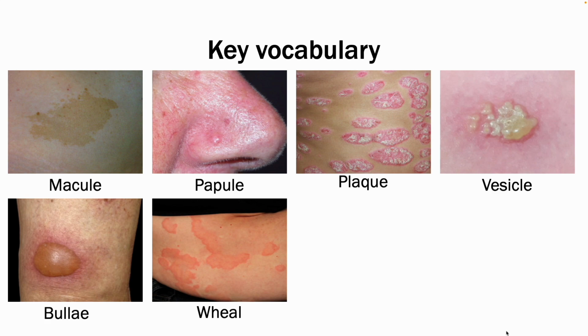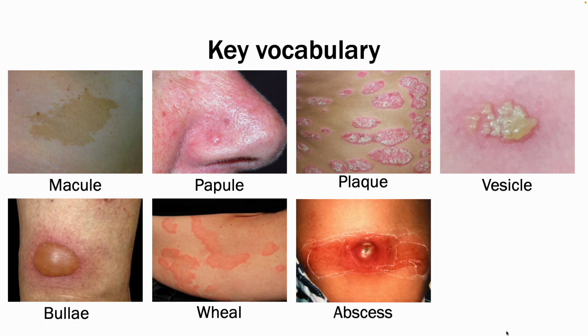Wheal is another way of describing a papule, which occurs secondary to the swelling of the dermis. Wheals can be quite widespread and cover a significant portion of the body. It is often associated with an allergic response. Abscesses are localized collections of pus in deeper tissues. So in comparison to something like a pustule, an abscess is deeper in the skin, whereas a pustule would be collecting in the outer layers of the skin.